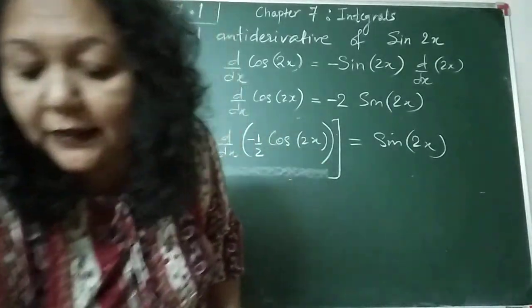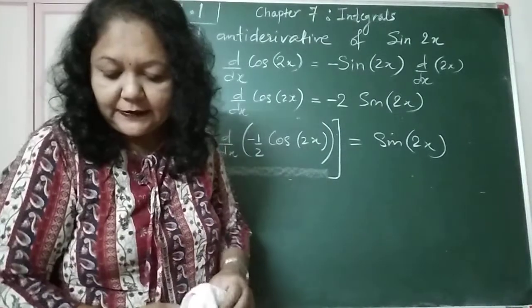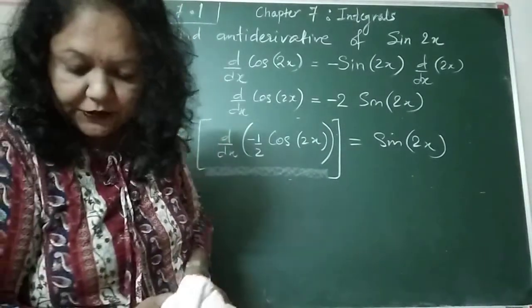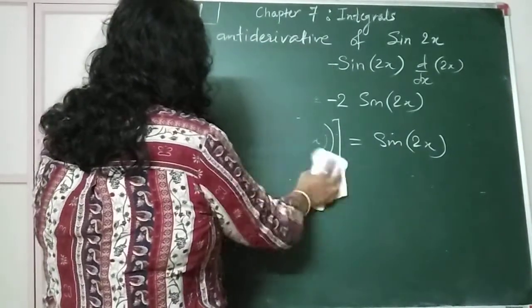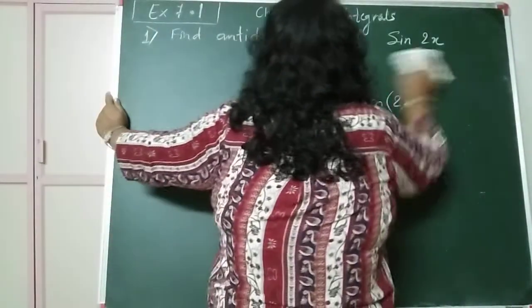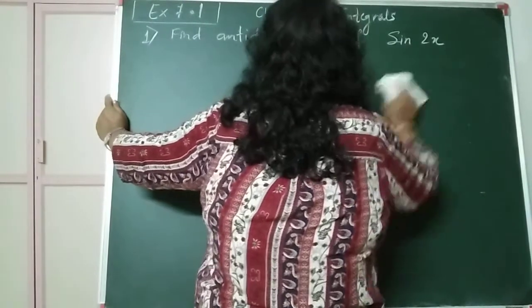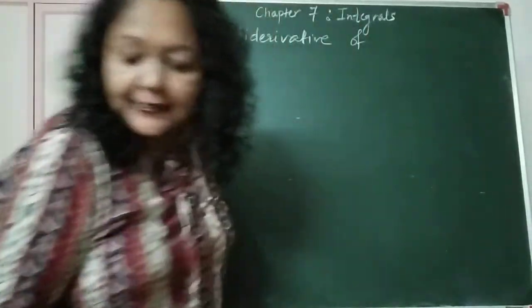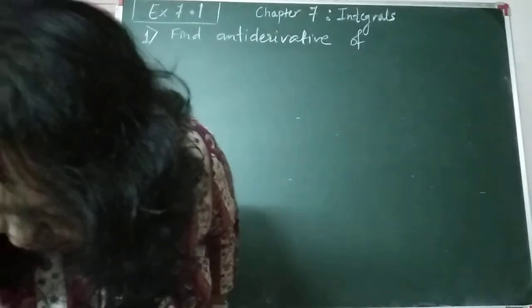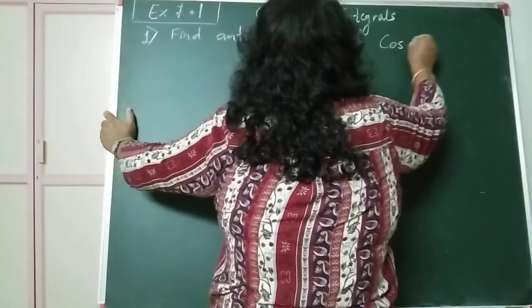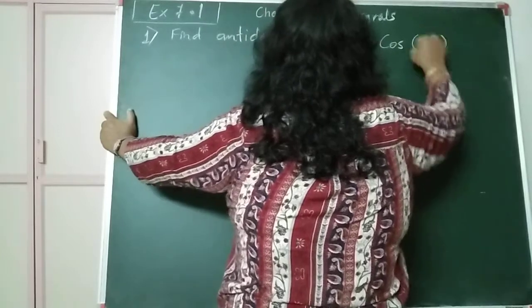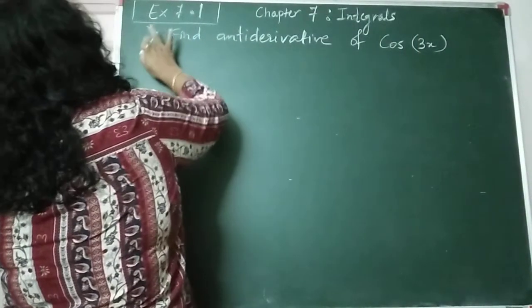Now let's go to the next question. The next question is to find the antiderivative of cos of 3x. I want to find the antiderivative of cos of 3x. This is my second question.